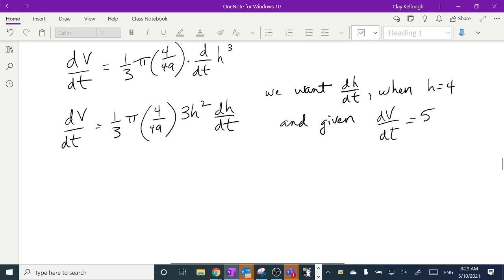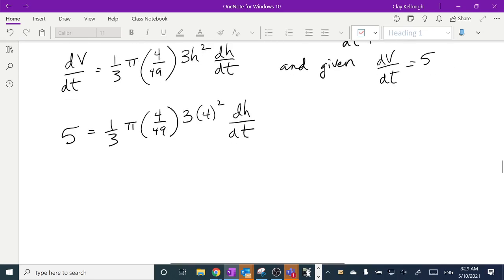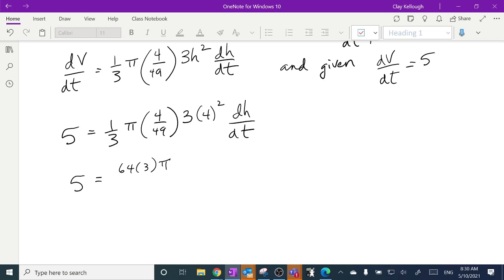So let's replace those variables. So that's a 5. That's 4/49, and then 3, and then h is 4, so 4 squared. And we're solving for dh by dt. Okay, so let's tidy all that up. That would be 4 times 4, or 4 squared is 16. 16 times 4 is 64. So that's 64 times 3. I think I'll just leave that as 64 times 3 for now. Times pi, all over 3 times 49.